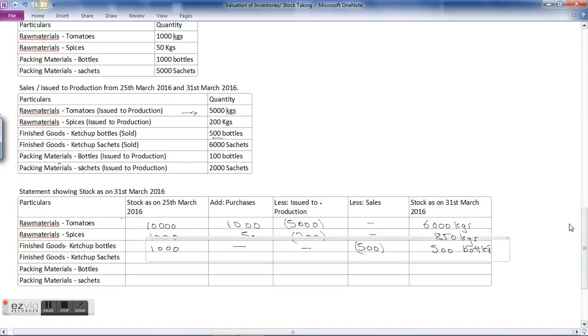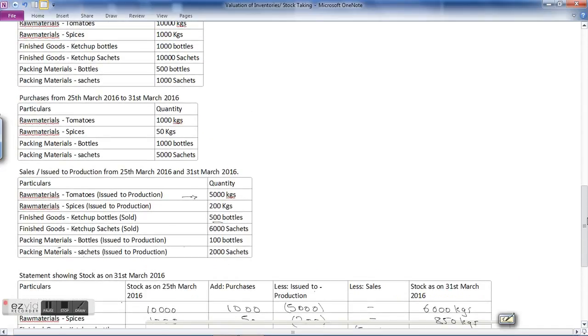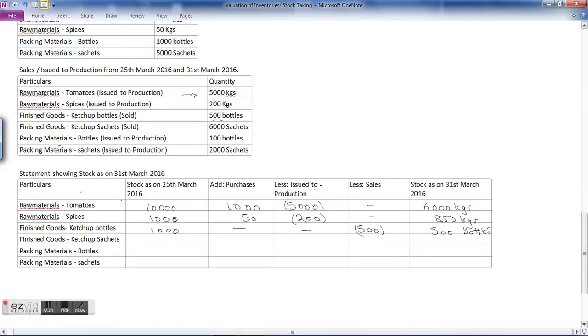Okay. Then ketchup sachets. Sachets, again it's a finished good, so opening stock was 10,000 sachets. Then there won't be any purchases since it's a finished good, there won't be any issued to production. Then how much is the sales? Sales is 6,000 sachets. You can see it here. So 6,000 you reduce it. So what is the balance which is coming here is 4,000 sachets.